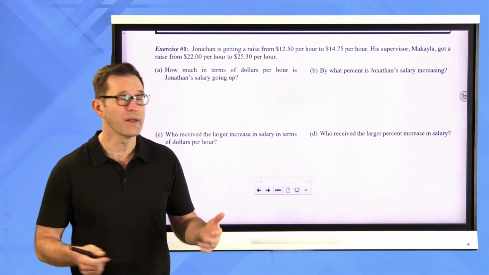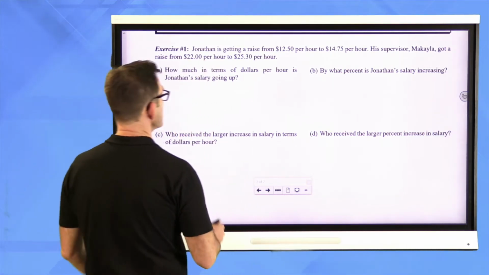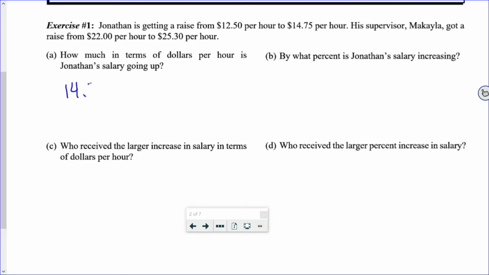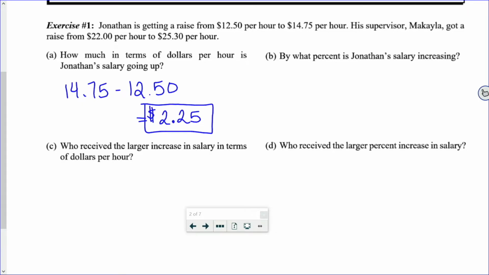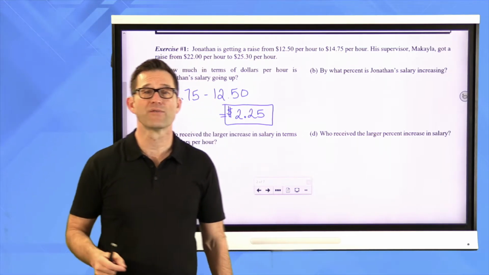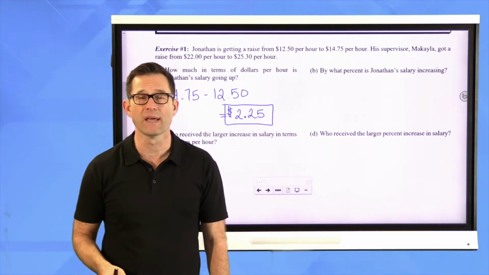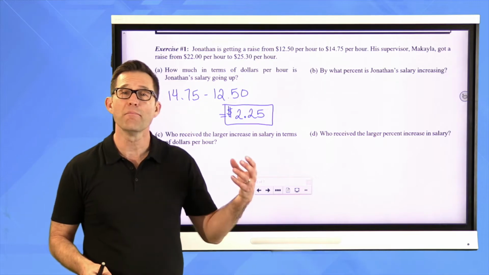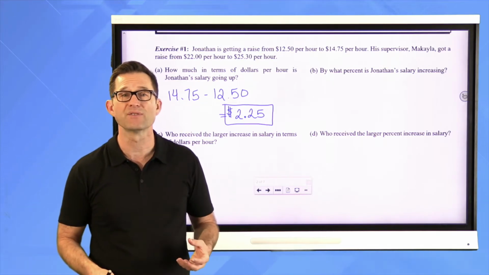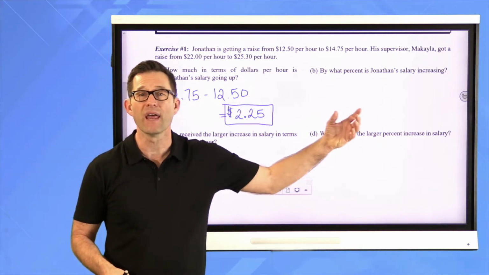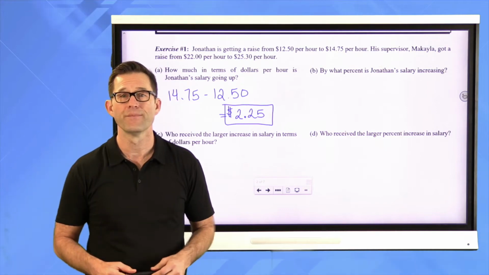Well, it's simple. This is just subtraction. I can say 14.75 minus 12.50 is going to give me $2.25 that Jonathan's salary went up. Now that doesn't seem like much of a raise, $2.25, but we want to compare that $2.25 to where he started in the next problem. Let's take a look at letter B.